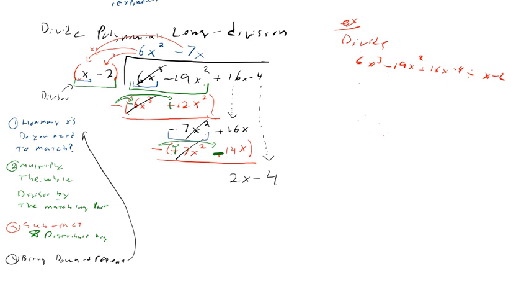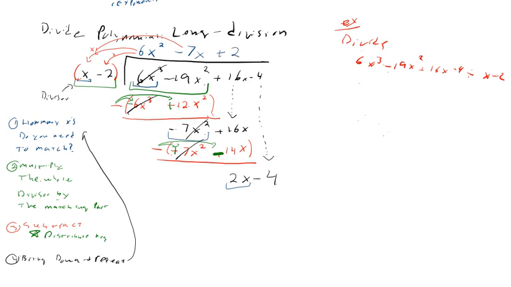Okay. And then we do it one more time. We look at the 2x, right? We look at the first piece. How do we make x into 2x? What do we multiply x by to make it into 2x? By 2, exactly, right? X times 2. So we put plus 2, because we're multiplying by a positive 2.